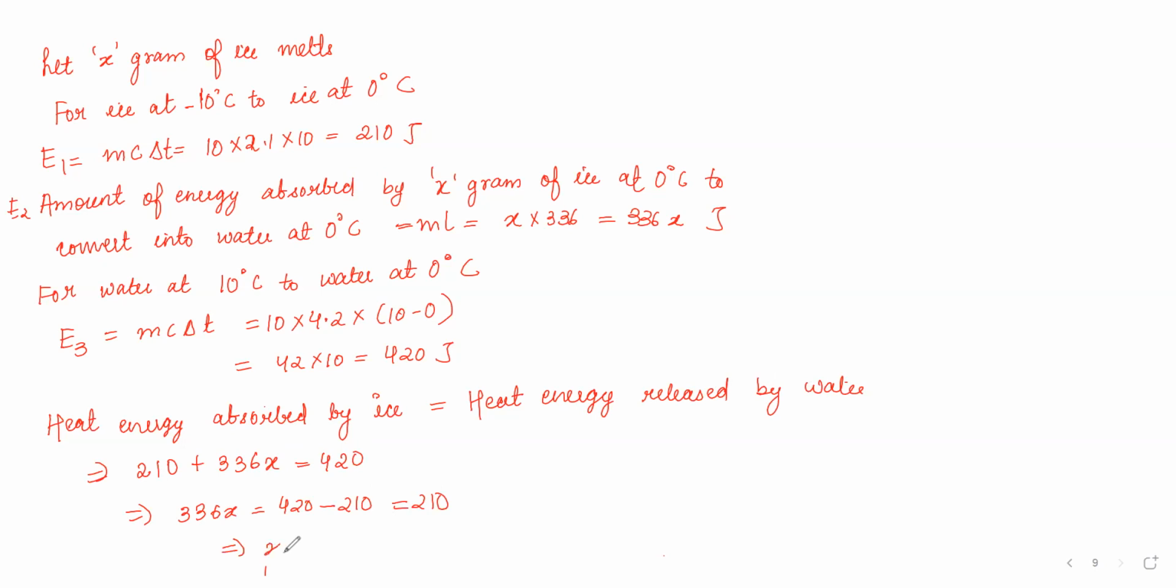So this implies x, that is the amount of ice that has melted, okay, is equal to 210 divided by 336. If we divide this by 3, it is 70 divided by 112. Okay, so 7 goes 10 divided by 7 is how much? 1 and 6. So this is 5 divided by 8, which will be equal to how much? 0.6. Then 20 is 5 grams. So this much is the amount of ice that has melted.